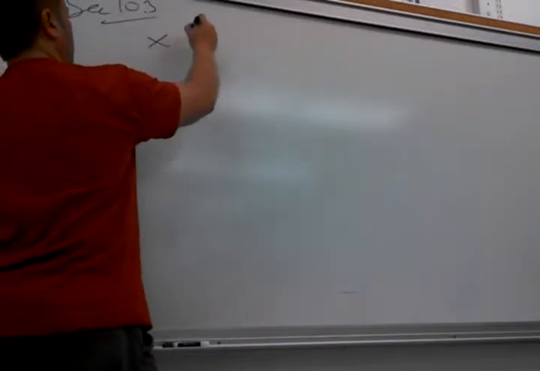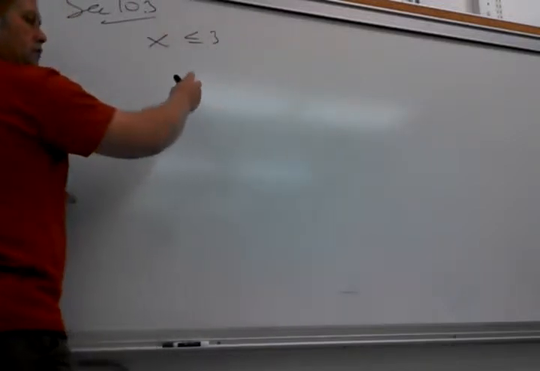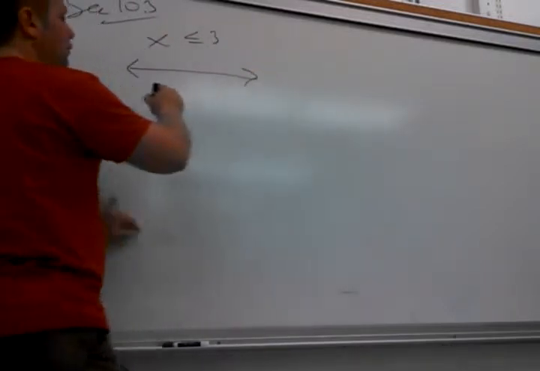So a good idea when you're stepping up in your dimensions, going from 1 dimension to 2, going from x to x and y, is to really analyze what you did in a single dimension, and then try to extend that. So if I wanted to graph x less than or equal to 3, how would I graph that?